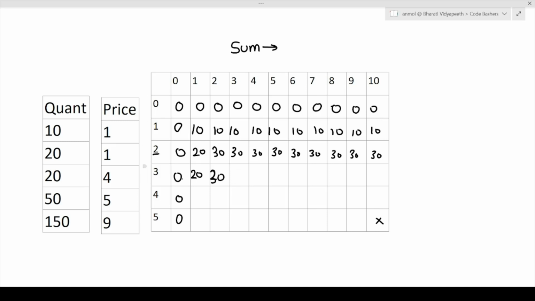Now we have 3 rupees and 3 items available to us for this particular cell. Again we cannot buy the last item because it is priced at 4 rupees, and we only have 3 rupees. So again we can buy the first 2 items and the value will come as 30.